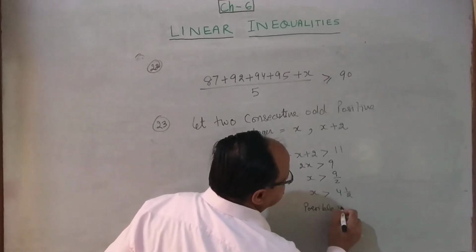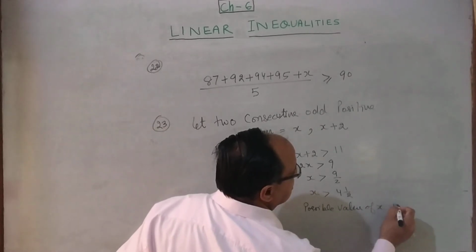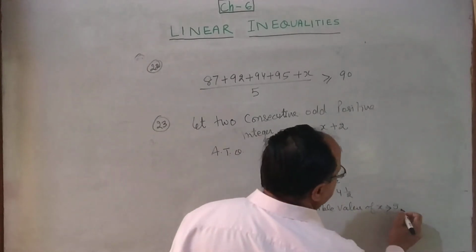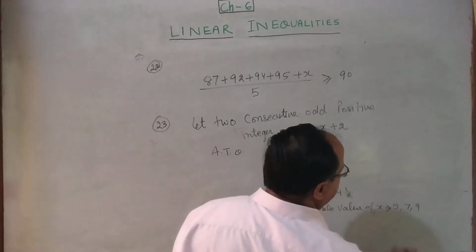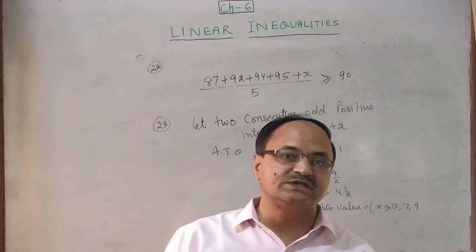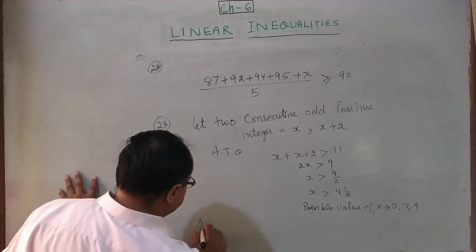The possible values of x are 5, 7 and 9. Because in the question it is given that both numbers should be smaller than 10. The answer of this question.